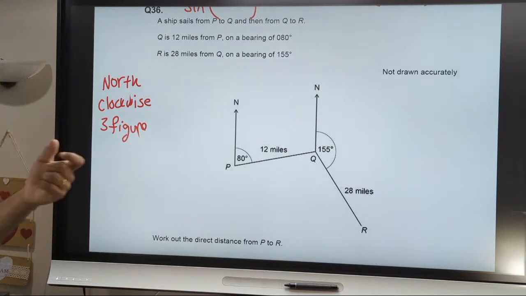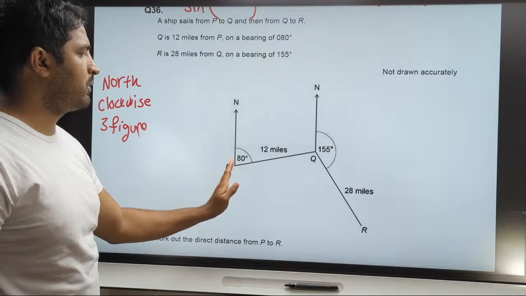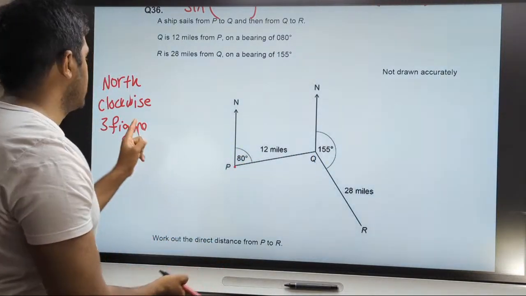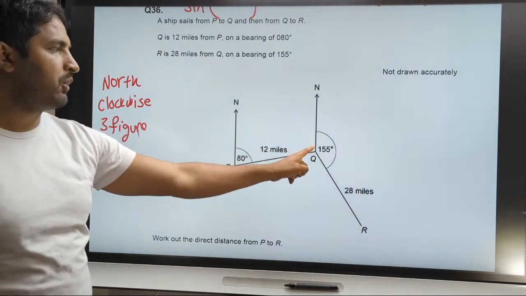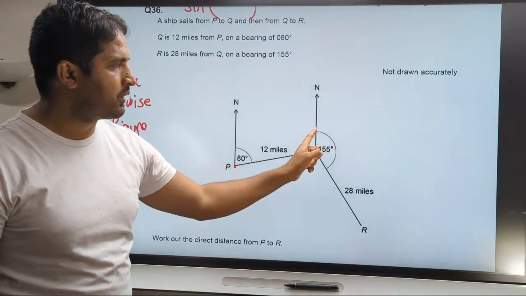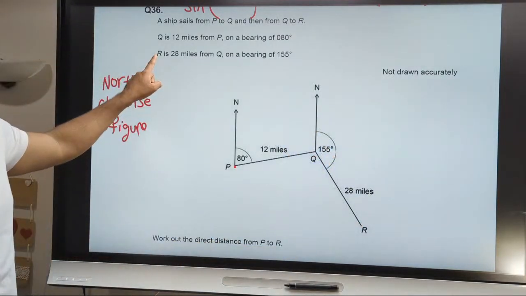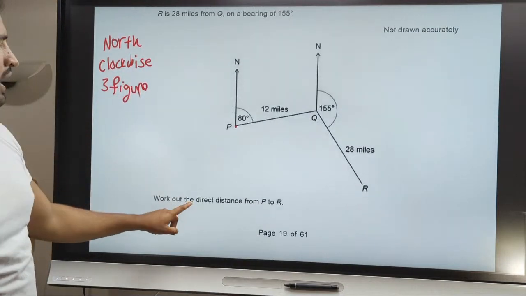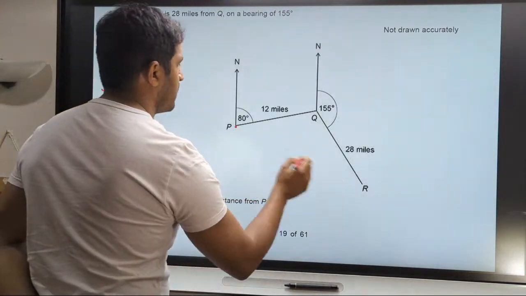Okay, so in this one, from P to Q, starting from here, from P. So P to Q is the bearing of 80 degrees. If you want to write it as a 3 figure, 080. And then from Q to R, it travels at the bearing of 155 degrees for 28 miles and takes you to R. Okay. Now, work out the direct distance from P to R.